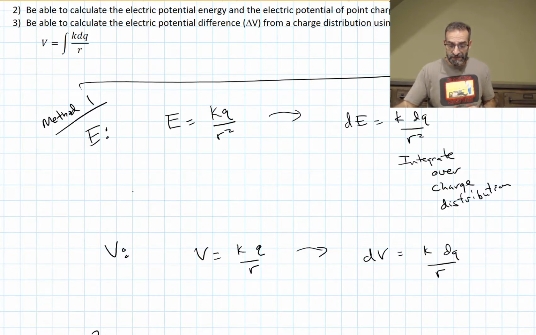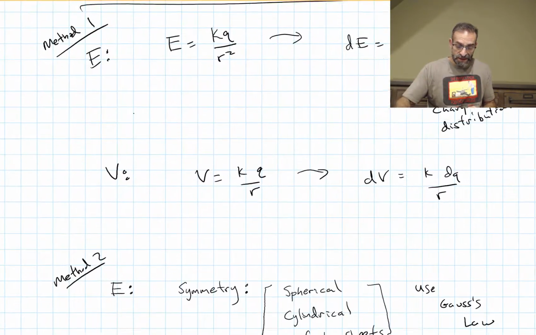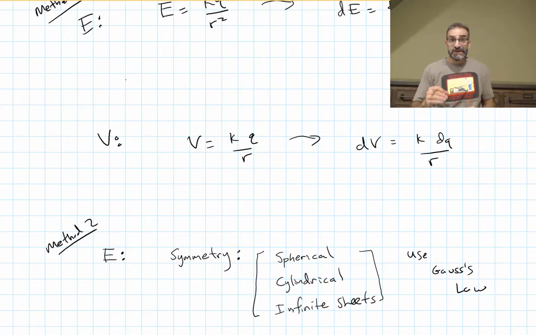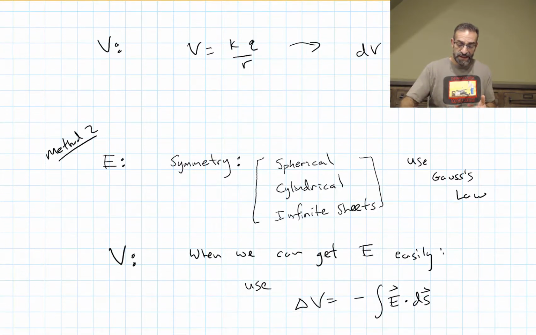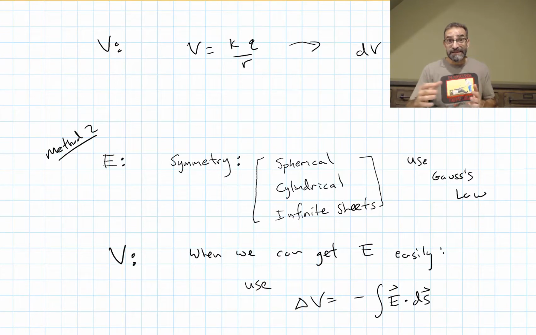Then we said we also have another technique for finding electric fields when we have certain symmetry in our problem. When we have spherical, cylindrical symmetries or infinite sheets, then we can use Gauss's law to find the electric field. Well, in those situations, it's fairly easy to find the electric field. So after we find the electric field, we can then integrate it over some distance to find the potential difference between those points.